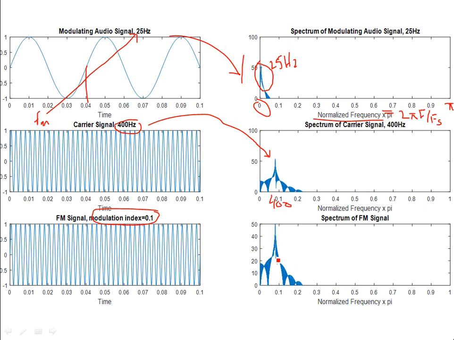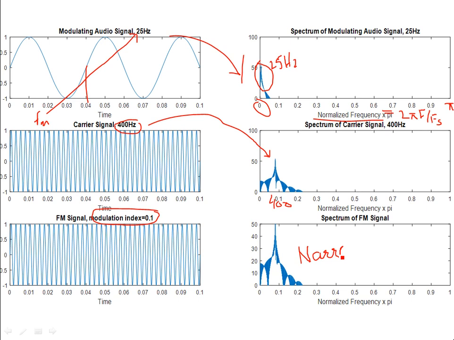It looks like a very narrow band, similar to a narrow band AM. So this is a narrow band spectrum. This is a narrow band FM spectrum, or just similar to what you have in AM. So it's not much different.